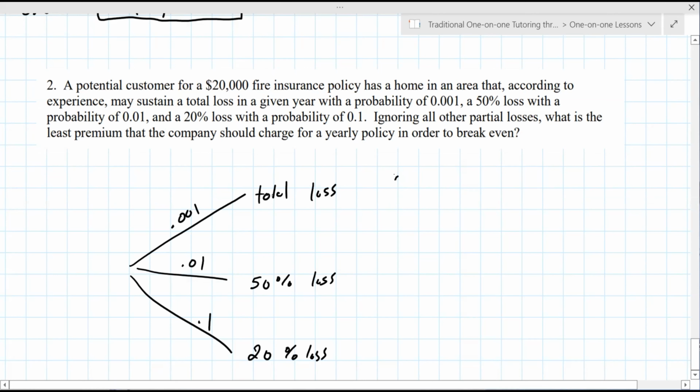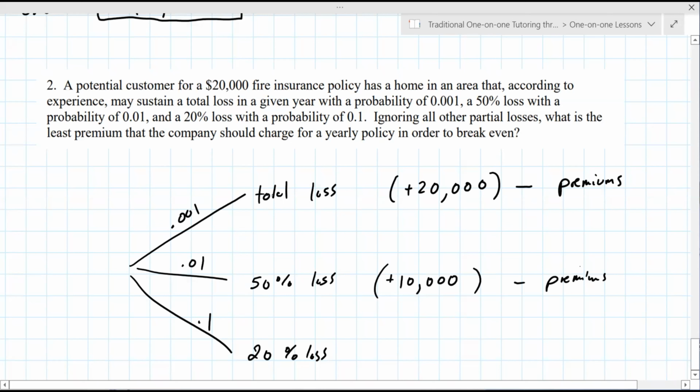So in terms of what a total loss is, a total loss means the insurance company pays you $20,000. So we have to decide whether we're looking at this from the perspective of the insurance company or the person. Which do you want to do? The person. Okay, so the person would gain $20,000 in a total loss, but they also have to pay in premiums. You're paying insurance, or your family's paying insurance for you. A 50% loss means you get $10,000, but you're still paying the same premiums. And a 20% loss means you're getting $6,000, but you're still paying in your premiums. Is that clear?